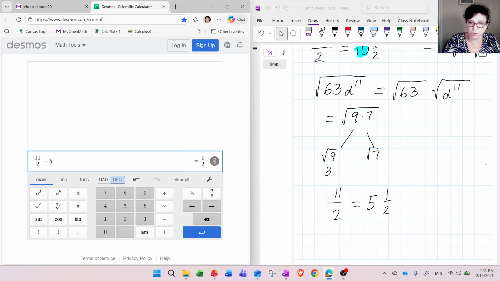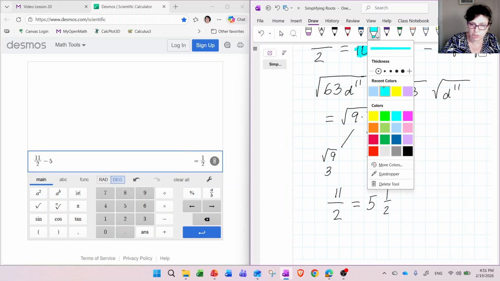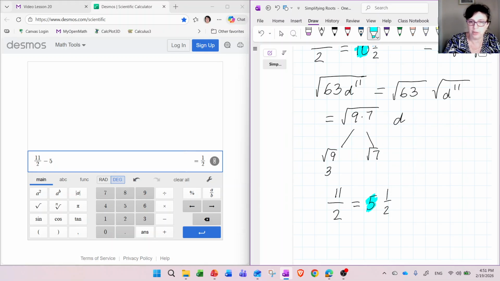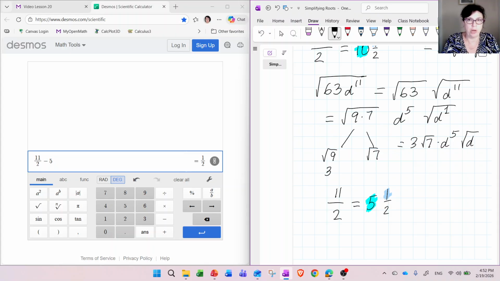Okay, so that means it's going to be d to what power? Well, I'm going to just be consistent, whatever is this number. So this is going to be d to the power 5. And then it'll be square root of d to what power? Well, whatever is the numerator of that fractional part. So that's 1. So that's just going to be d to the 1. Okay, so let's put it all together. So we've got 3 square root of 7, then d to the 5, then square root of d. Now, we do not need to write d to the power 1 because that's just d.